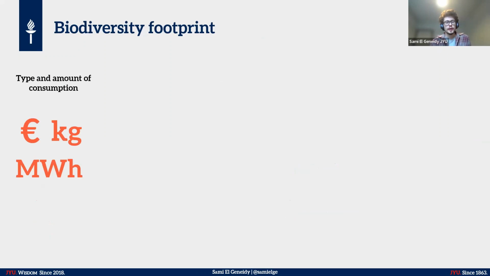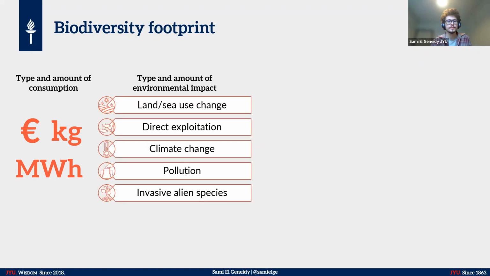So first of all, we of course have to know the type and amount of consumption. This could mean euros of services we buy, or kilograms of food we consume, or megawatt hours of energy that we use. And this information can, of course, be found from many different places, from financial accounting, from our energy use data, or anything like that.